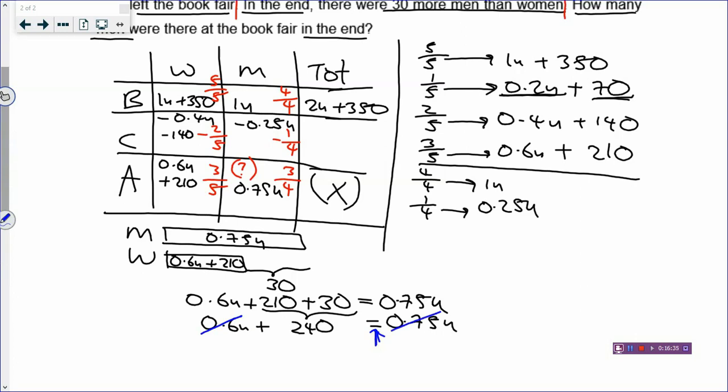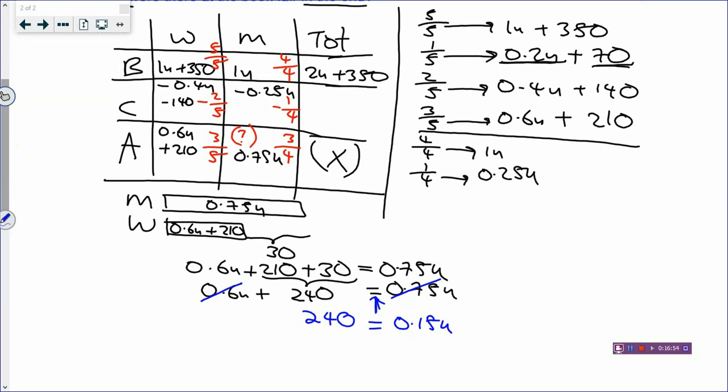Alright, so when you take out, it means what? It means that you minus. So 0.75 minus 0.6, you will get 0.15 unit, which is equal to 240. Okay, alright, and then what do you do? You just rearrange your units so that it looks nicer. So you put the units on the left side. So 0.15 unit is equal to 240.